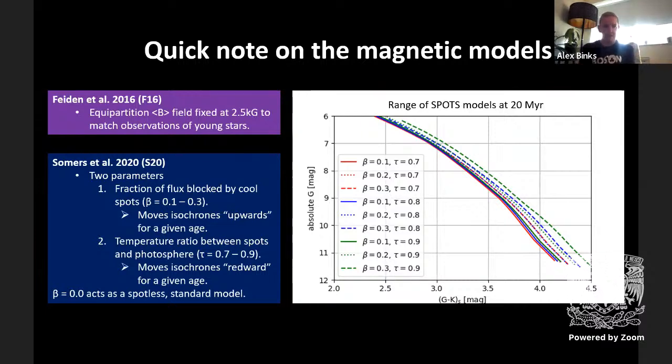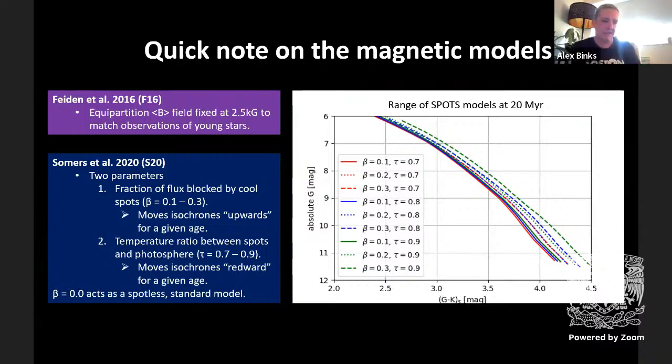In the second set of models, this accounts for inhibition of flux using cool star spots. And there's two parameters that can change here. The first one is the fraction of the flux that's blocked by the cool spots. So we can alter this. We have done from 1/10 to 3/10 of the stellar flux. This has the net effect of moving the isochrones upwards, so to speak, on a color magnitude diagram. So if you look at the plot on the right, all these solid lines move upwards if you increase the amount of flux that's blocked.